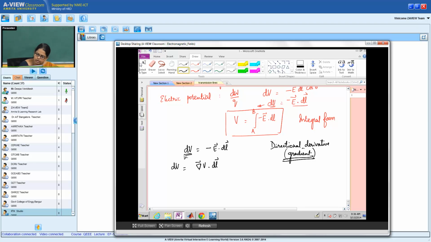You want to know what is the change in V in a direction dl. So you take the projection of gradient V in that direction. So equating these two, if I keep the element the same, my E is minus gradient V. This would be my point form.